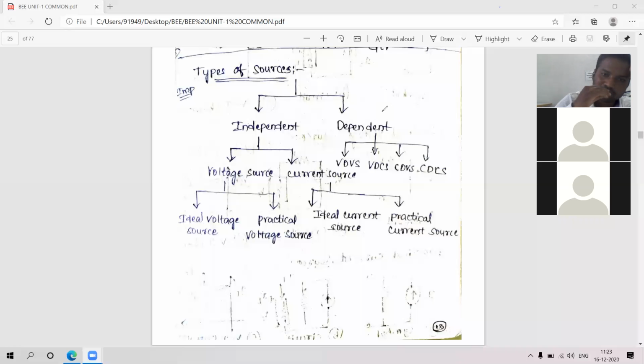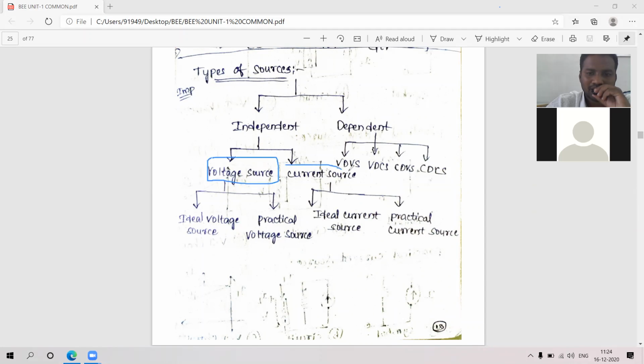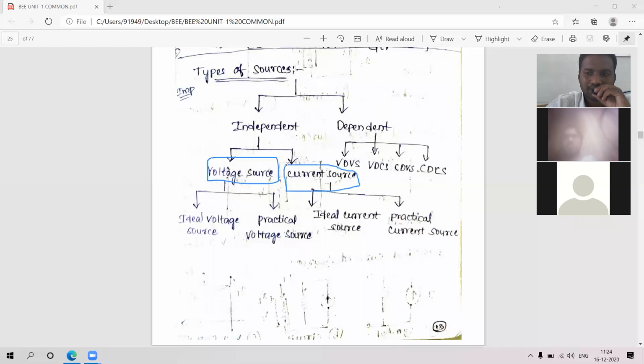Okay. So based on that, you have different types of sources, that is independent and dependent sources. It is classified into two, independent and dependent sources. Here, independent sources are further classified into two types, that is voltage source and another one is current source. Independent source, what is independent? What is dependent? I will tell you. This is just the classification I am giving here. I will go through everything.